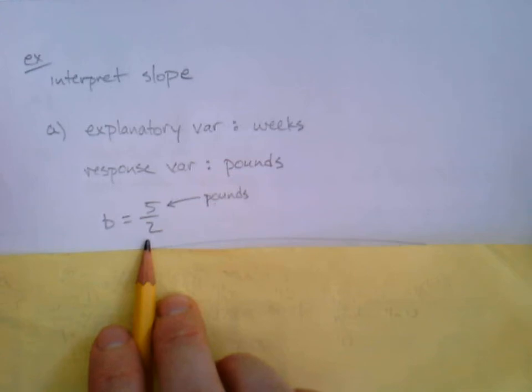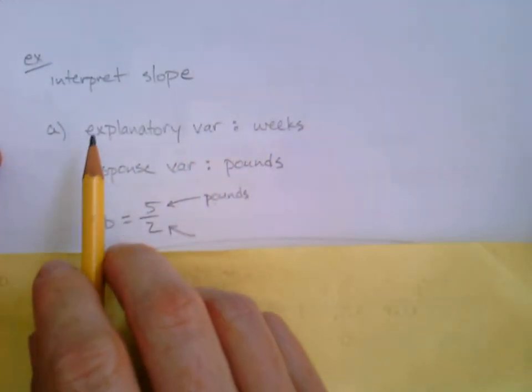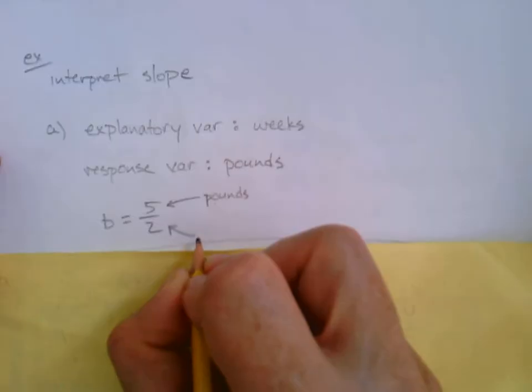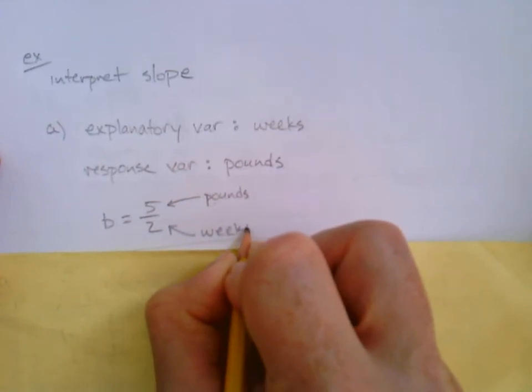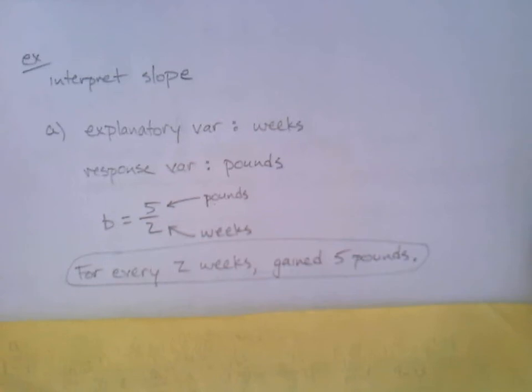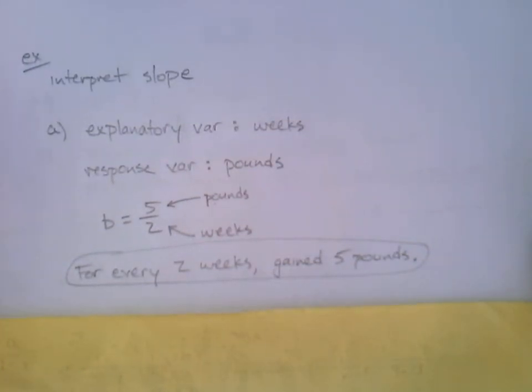The number on bottom is the change in x, and x is the explanatory variable. I kind of like the explanatory variable. Helps you to remember that it's an x. This is weeks. So what is this slope trying to tell us? Here's one way to say it. For every 2 weeks, we gain 5 pounds. They're both positive numbers, right? So as 2 weeks pass, our pounds goes up. We have a positive slope. Let's do one more.